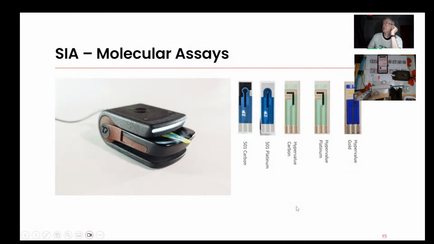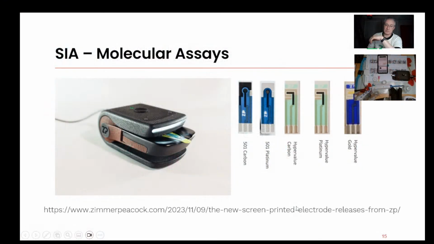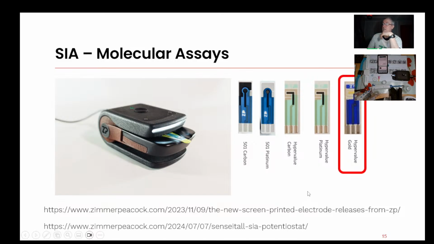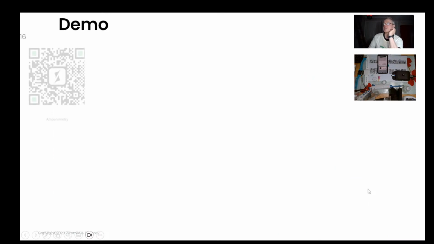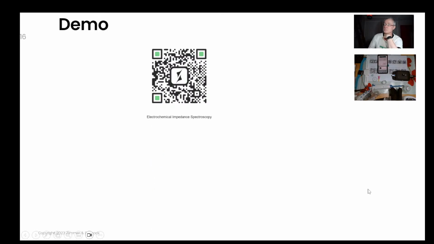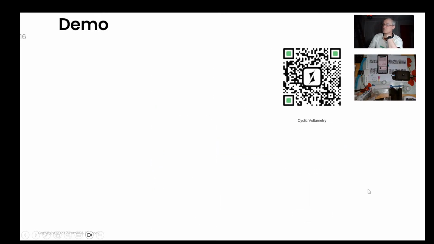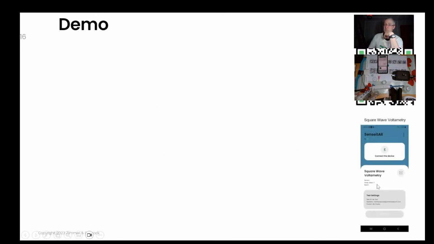So you're not obliged to use our technology, but it does, of course, make it easier for us to both support and for you to actually get to market. So if you're doing molecular assays, I think this hypervalue gold electrode is good, and I think these carbon 501s are good as well, and there will be links underneath the videos as well. And we can do amperometry on this, open circuit potentiometry, impedance spectroscopy, linear sweep voltammetry, cyclic voltammetry, and square wave voltammetry on this as well.